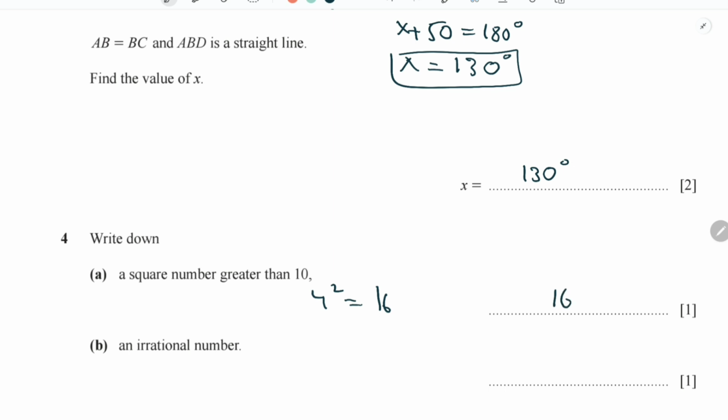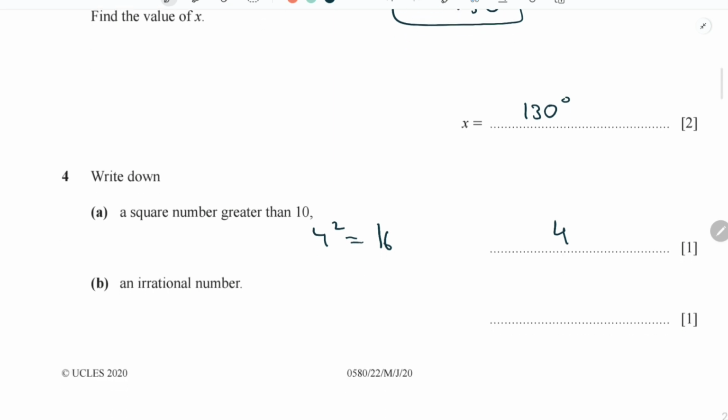Square number greater than 4, or we write the answer is 4 because the square number is 4. And irrational number, so if we apply the square root on that, we get an irrational number. So the answer is square root of 2.